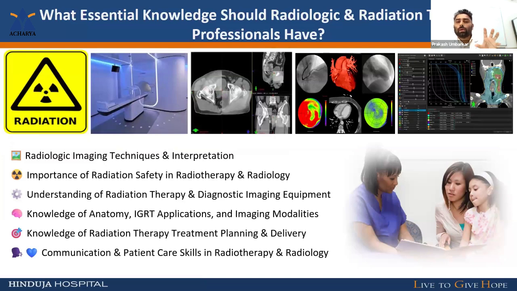What are the imaging equipment in your department? You should understand each and every part, each and every technical skill, and what the parameters are. You should have a thorough knowledge of the equipment.